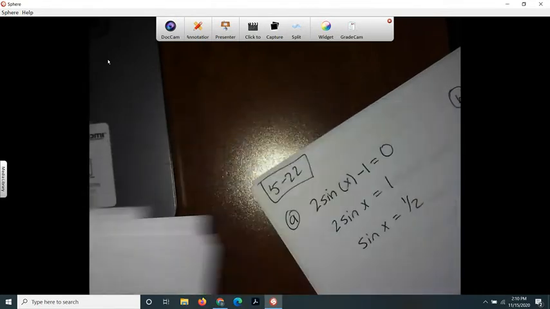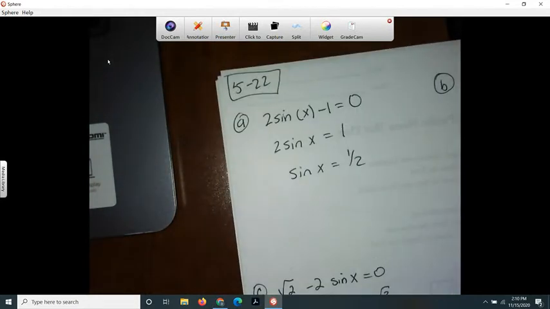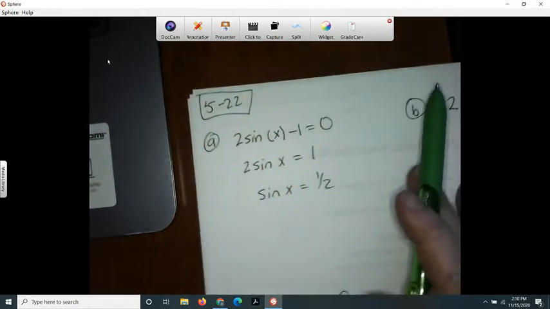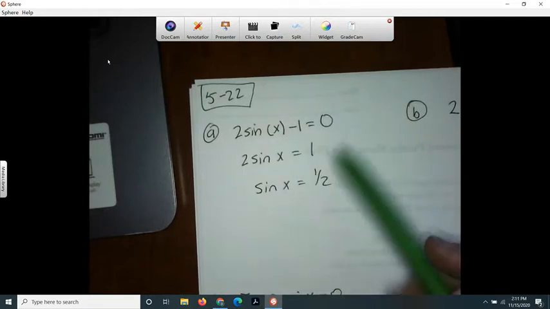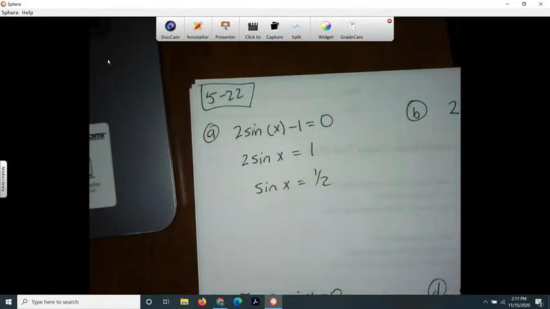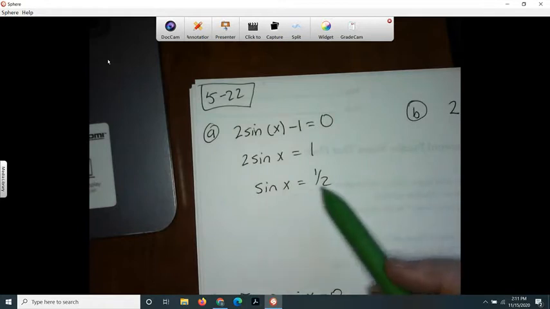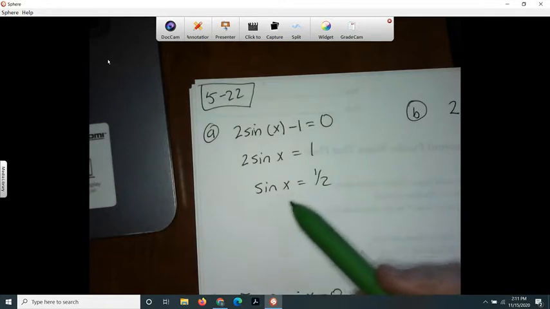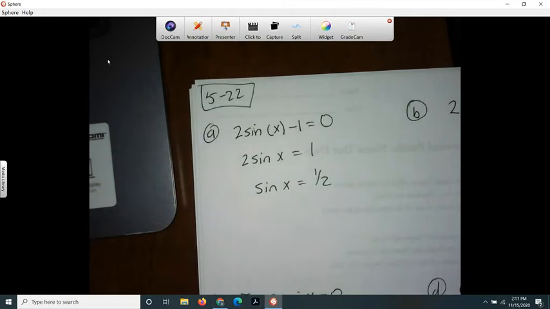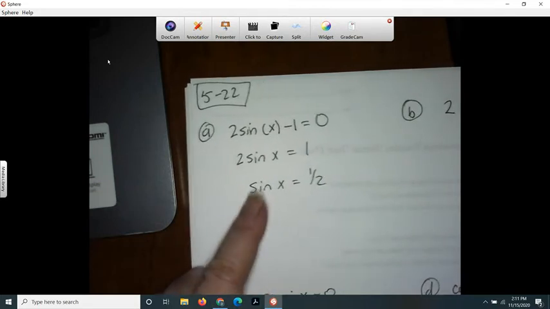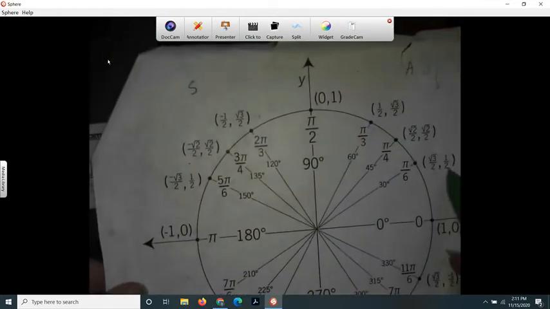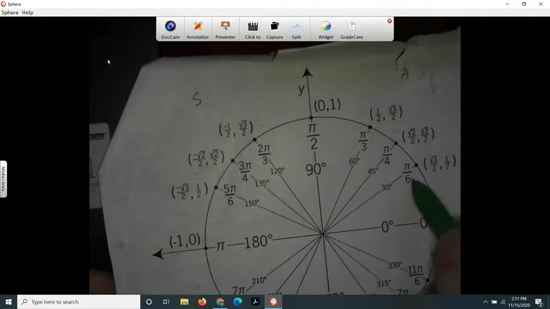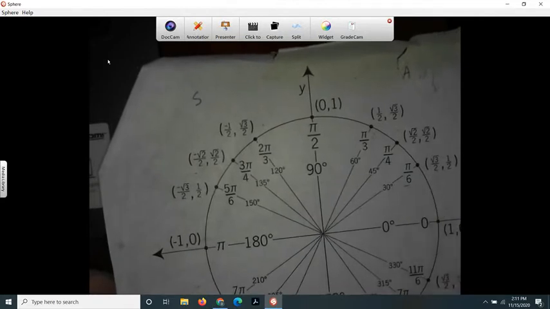So we start out with 2 sine x minus 1 equals 0. So we're going to solve the function first. So just add 1 on both sides and divide both sides by 2. And now you have sine x as a half. So I'm just going to use my unit circle on this. There's certain places on the unit circle where sine is a half. Remember, sine is the y value. So sine is a half right here. So that's pi over 6.